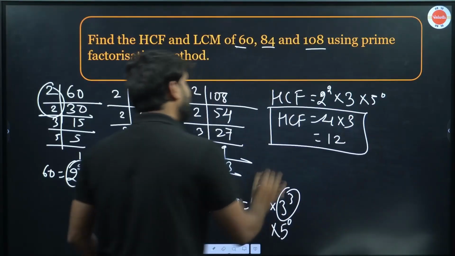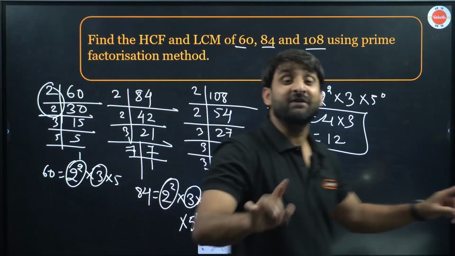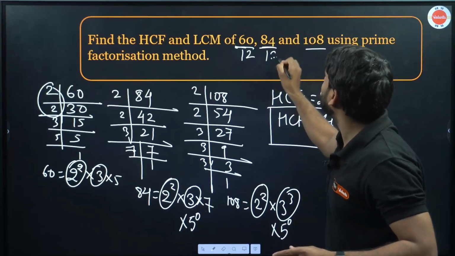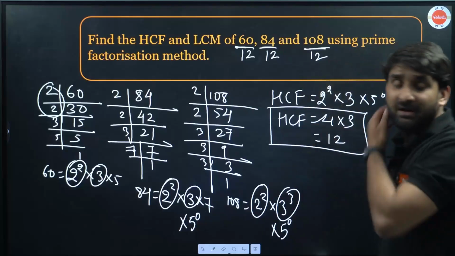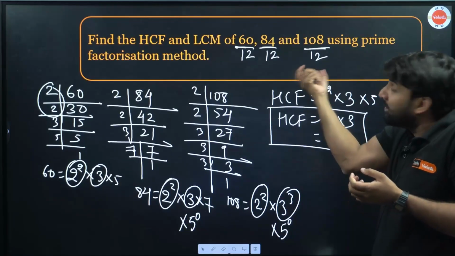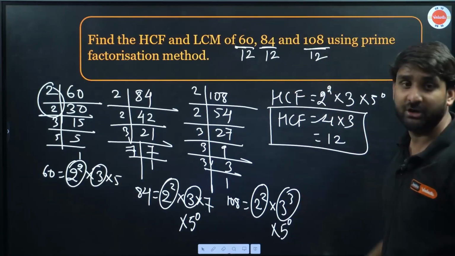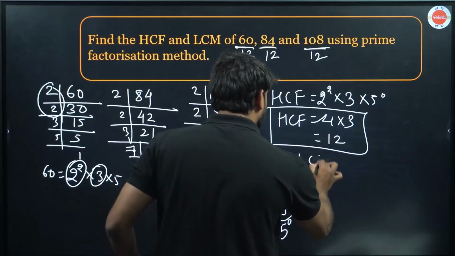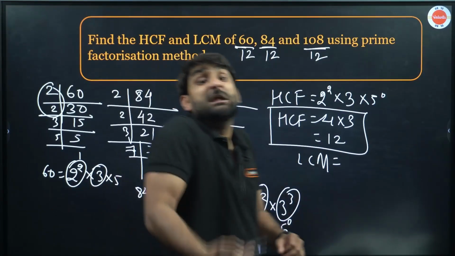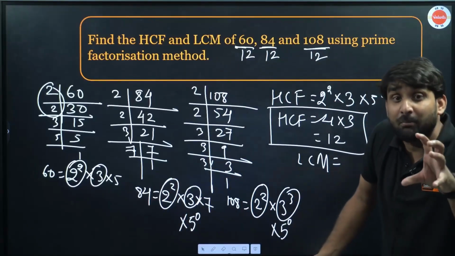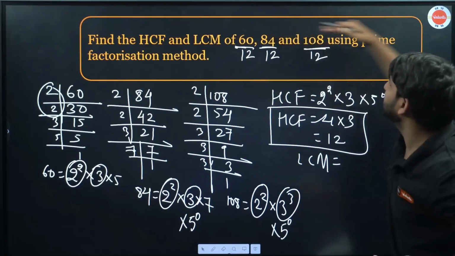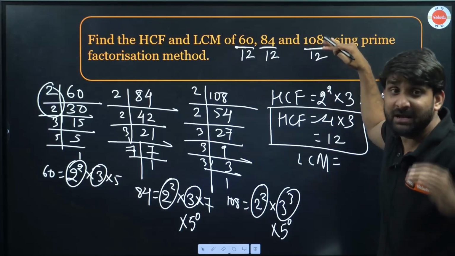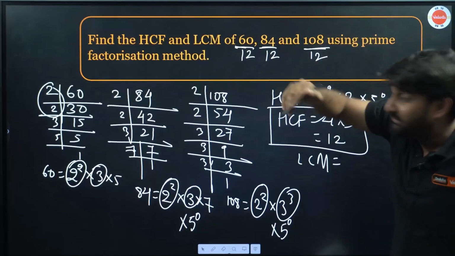12 is the HCF of these numbers, and HCF is the number which can divide all these 3. 12 can divide this also, 12 can divide this also, and 12 can divide this also. So this is the greatest number which can divide all these 3 numbers. This is called HCF, my dear champion. Now if we talk about LCM, LCM is lowest common multiple, means we want to get that number which can be divided by these. HCF is the number which divides these, and LCM is the number which can be divided by these.